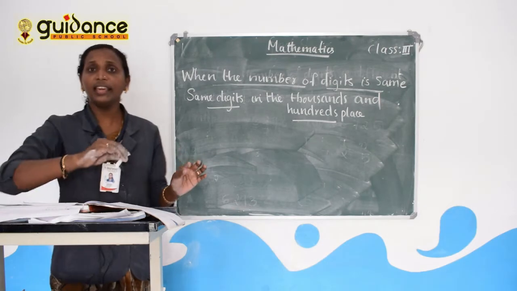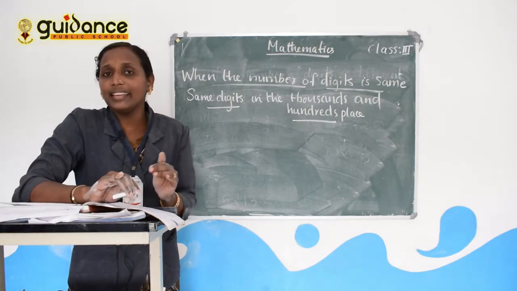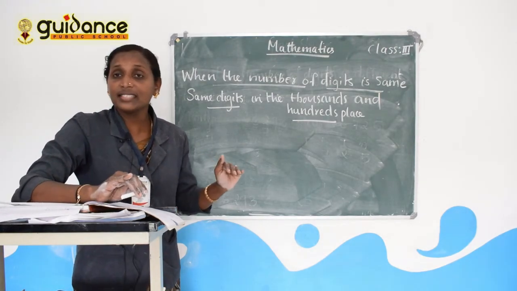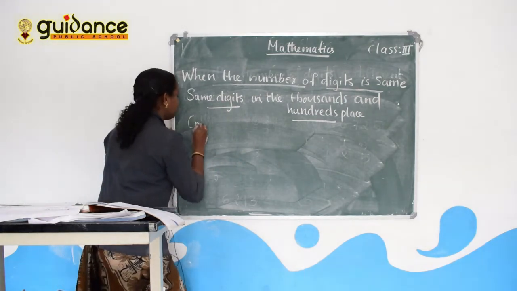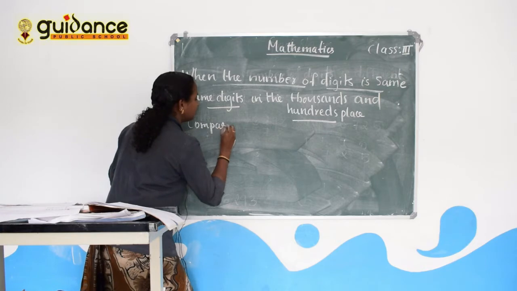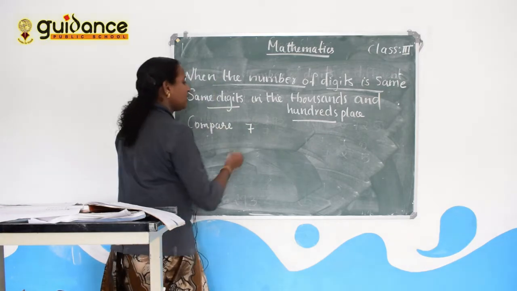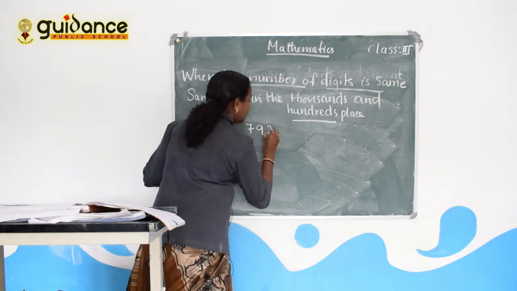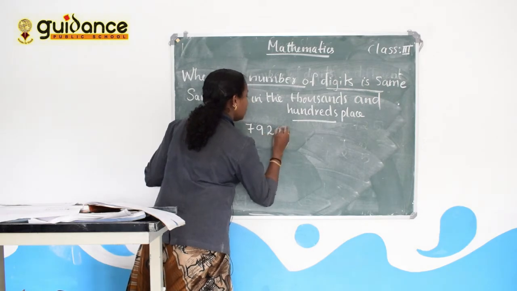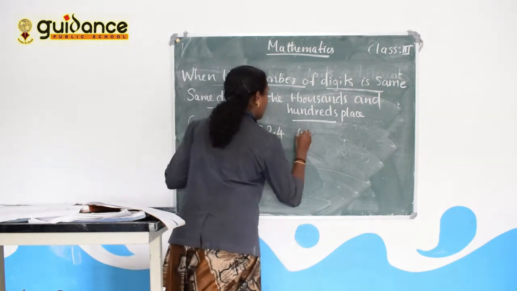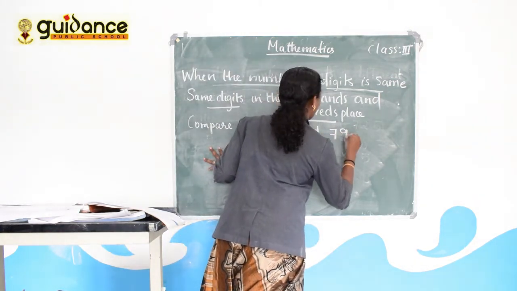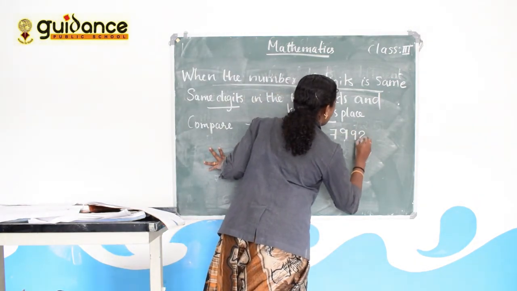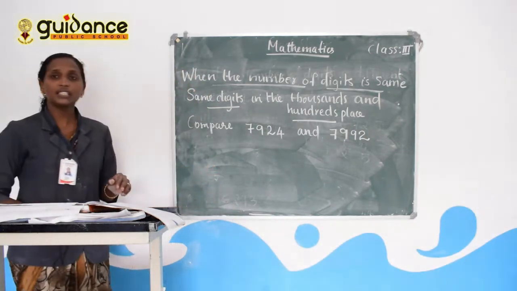The next case is the same digits in the thousands and hundreds places. That means in this case, the hundreds and the thousands places must be the same. So I will give one example. We can compare 7,924 and 7,992. So look at this question.